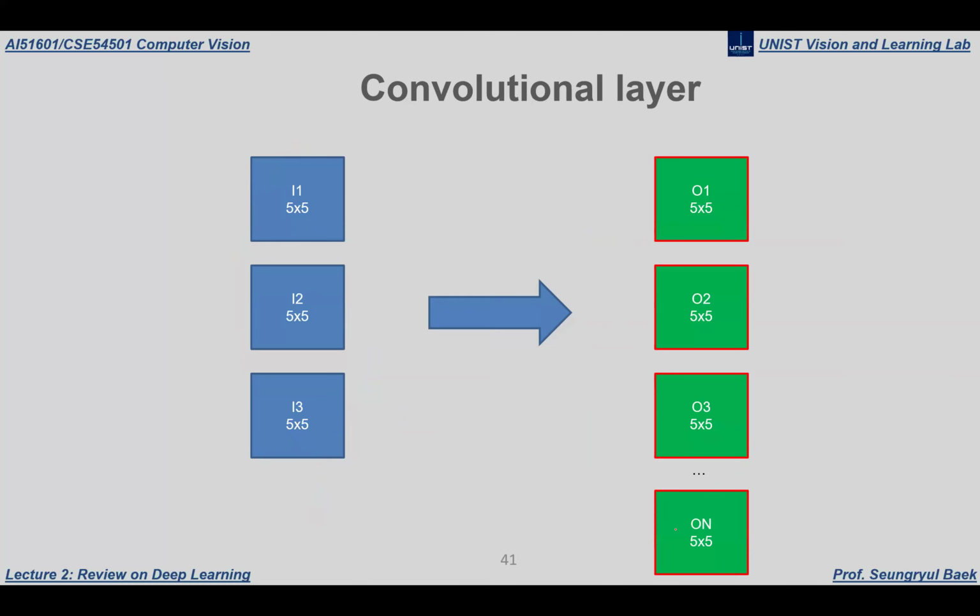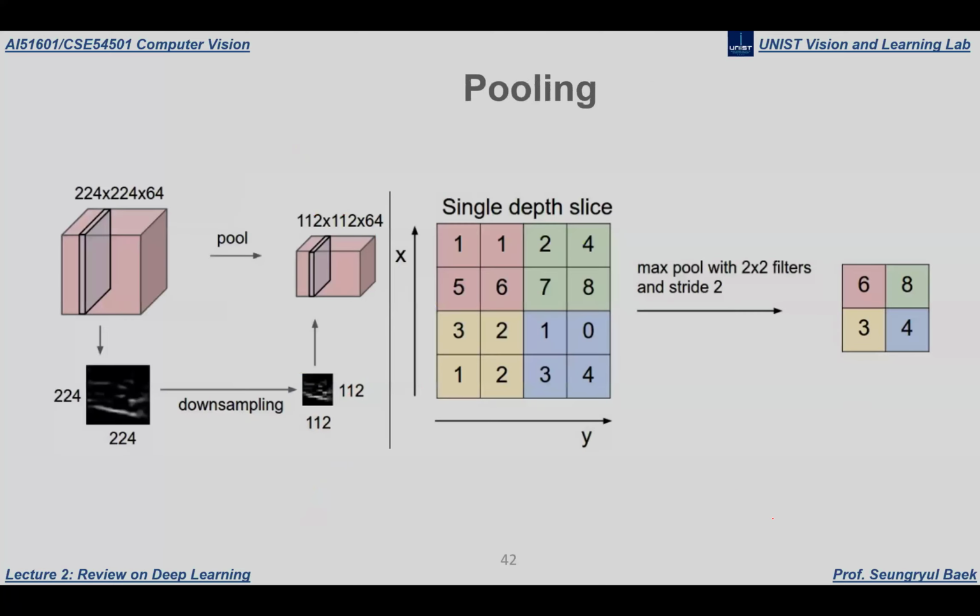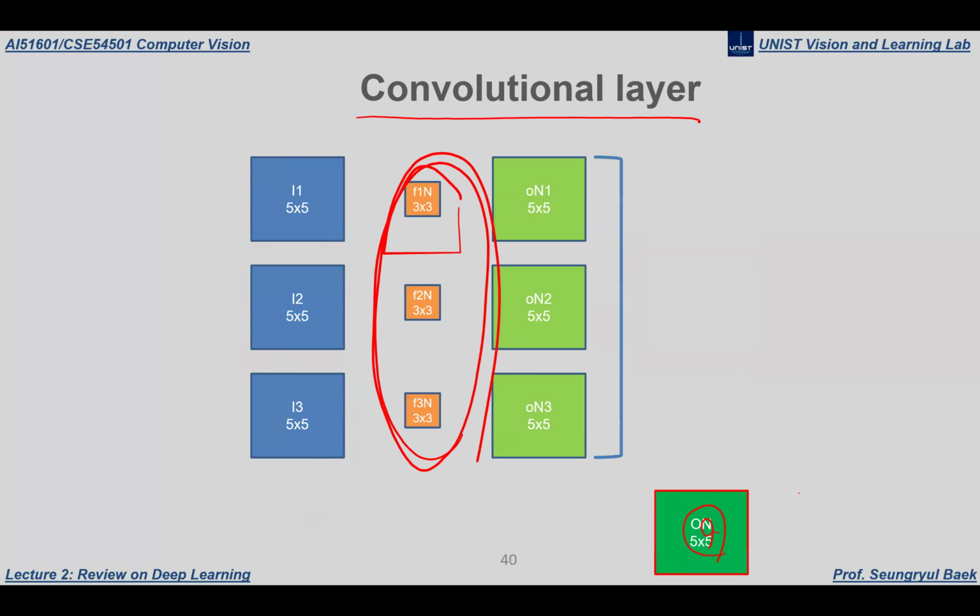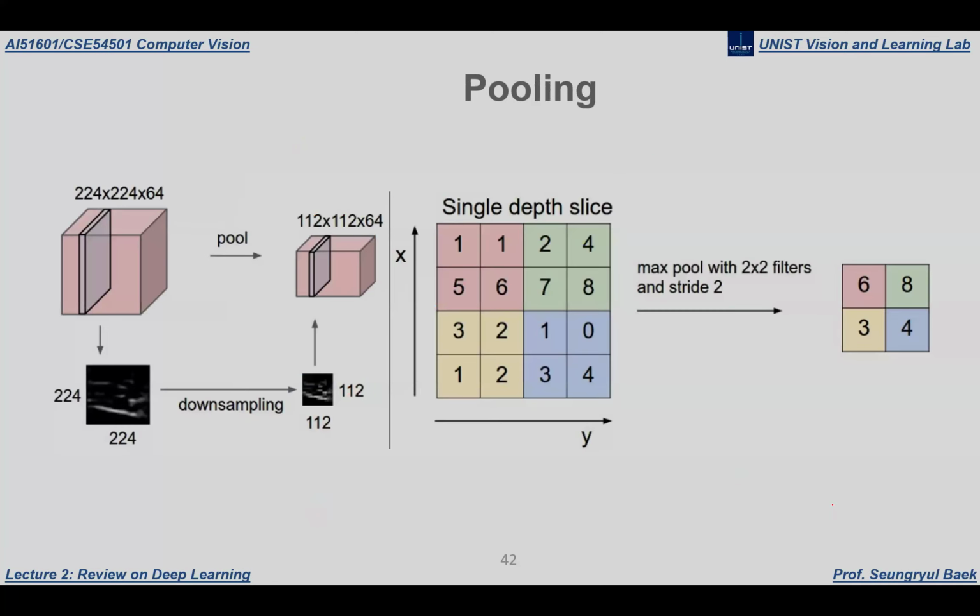So this is how we proceed through the convolutional layers from the input to the output. Okay. And another important layer in the CNN architecture is called the pooling layer. Okay. The pooling mainly does reduce the dimension of 2D signals. Okay, reduce 2D to one-dimensional signals.